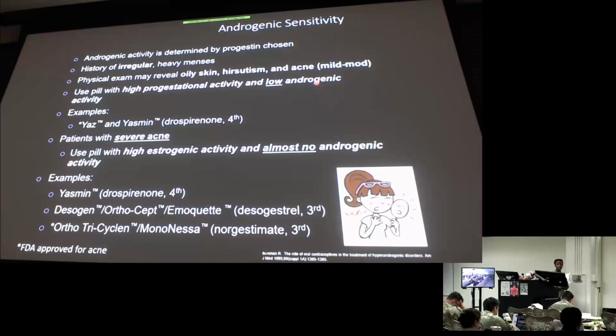So not necessarily using it mainly for contraception purposes, but more for acne purposes before we put somebody on an antibiotic or some of our other meds that we can use for acne. Then if you have someone who has severe acne, now what you're doing is you're trying to pick a level of high estrogenic activity and almost no androgenic activity. So we're definitely trying to stay away from the androgen portion of it, okay?